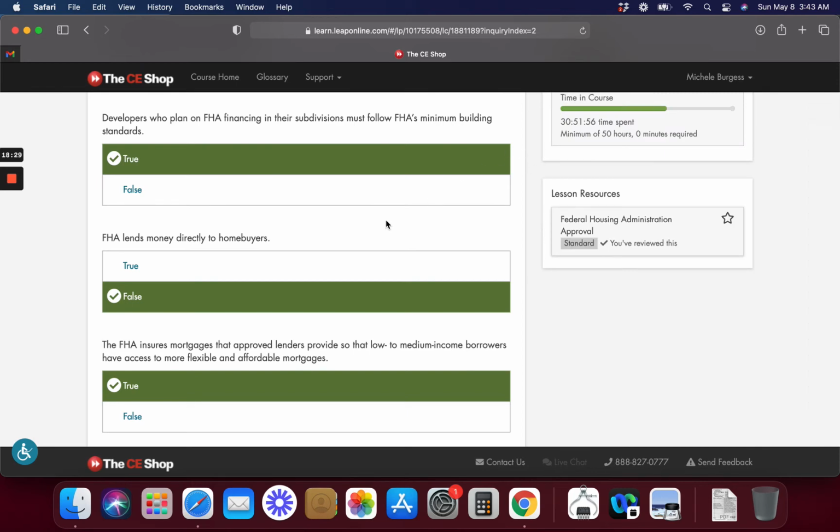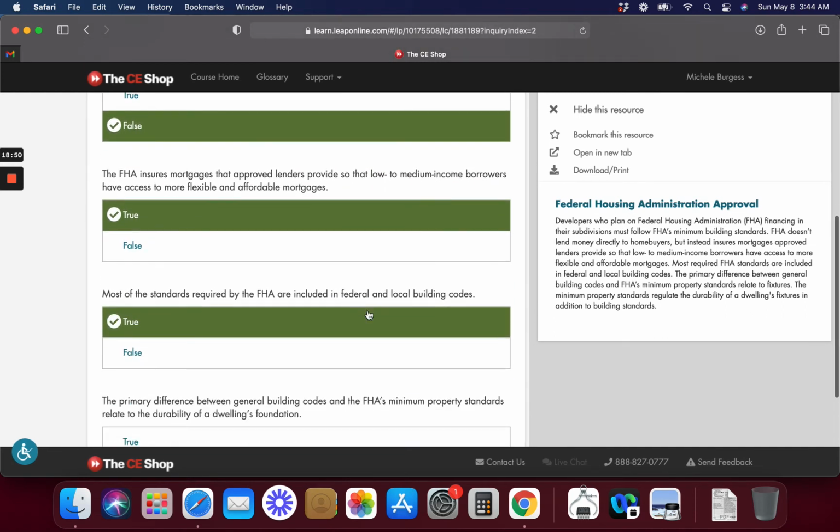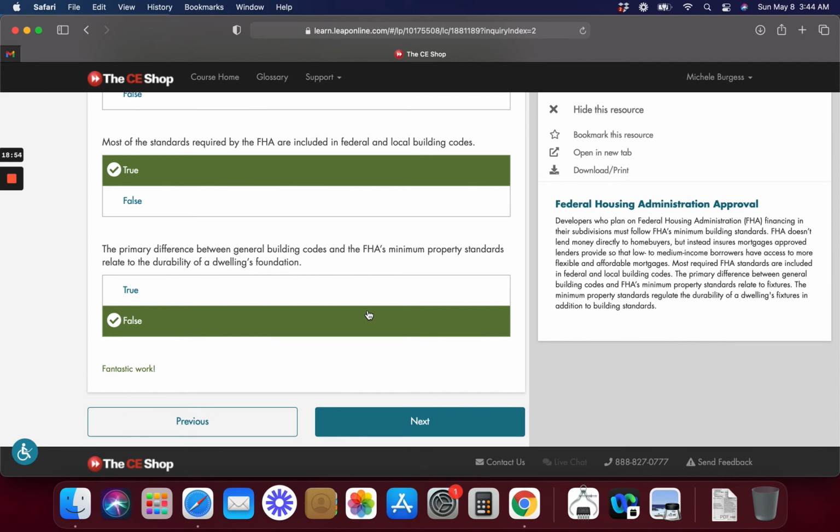developers who plan on FHA financing in their subdivision must follow the FHA's minimum building standards. FHA lends money directly to home buyers. The FHA insures mortgages that approve lenders so that low to medium income borrowers have access to more flexible and affordable mortgages. Most of the standards required by FHA are included in federal building codes.